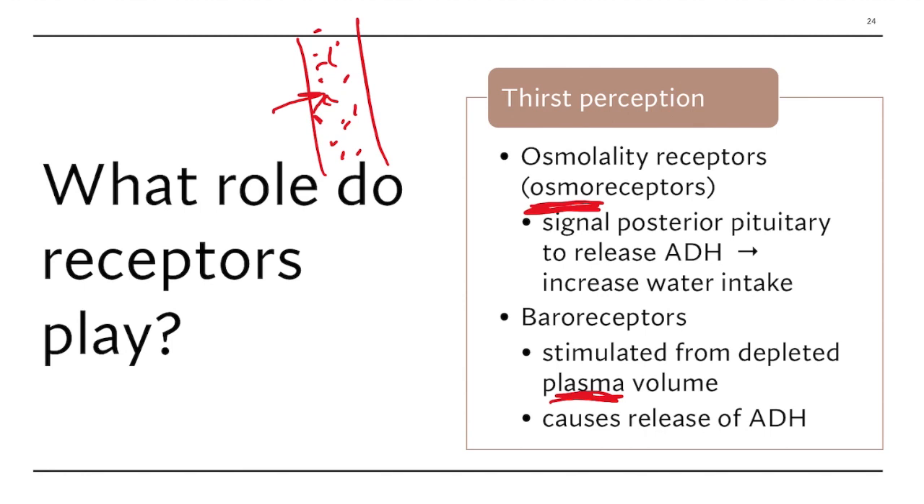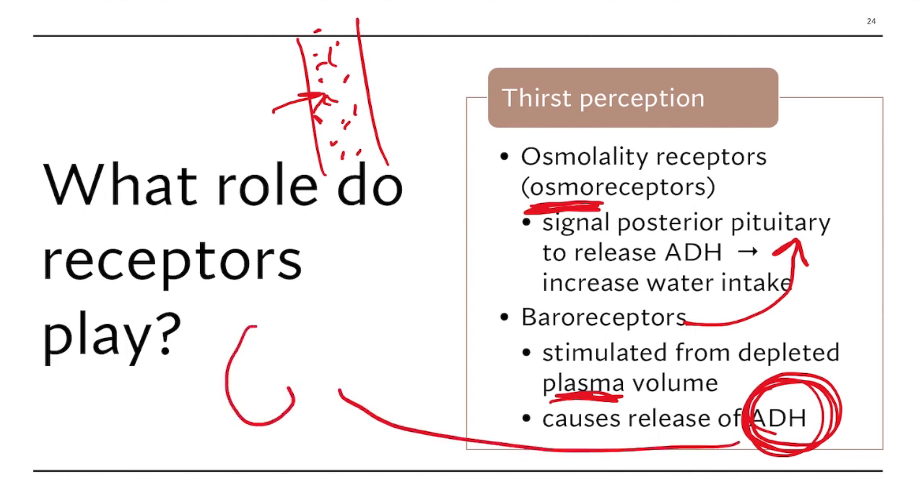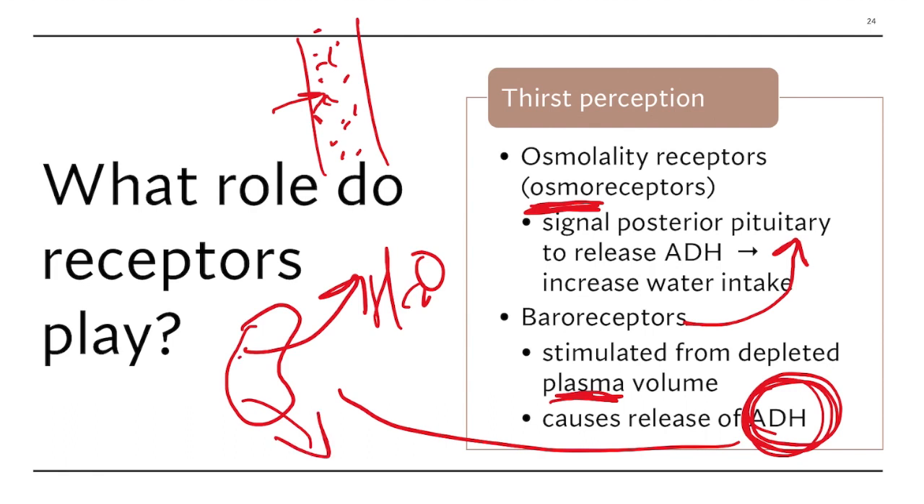We don't have enough. We're becoming hypovolemic. Those baroreceptors will then again stimulate the pituitary, right, to release antidiuretic hormone, which again is going to increase water intake. Instead of releasing it out of the kidney, it's going to be reabsorbed into circulation. So that's pretty easy to understand.